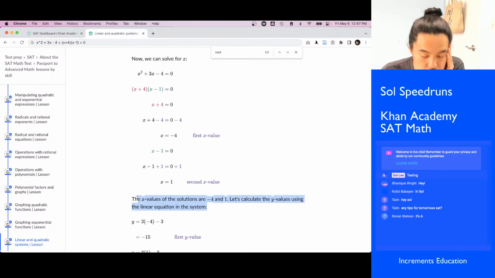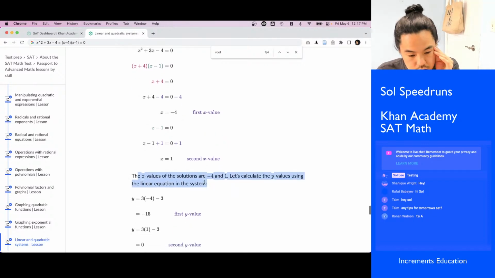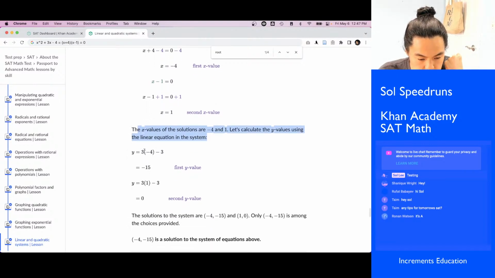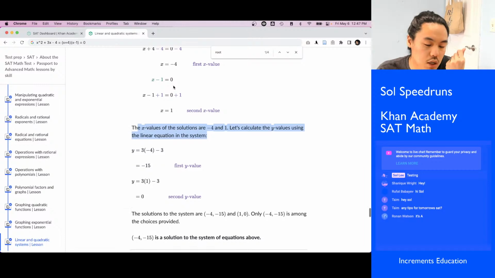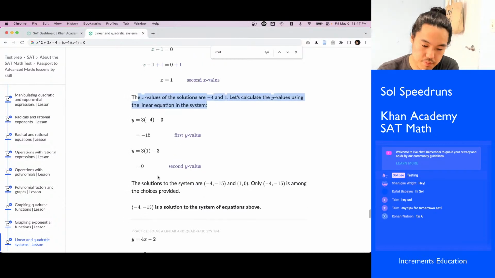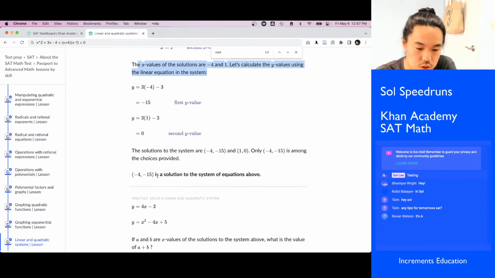The x values of the solution are minus 4, minus 1. Okay, and then you just use it in the... Oh, duh. No, these are the intercepts. Conceptually I misunderstood that these are the intercepts. These are the intercepts of the two equations.